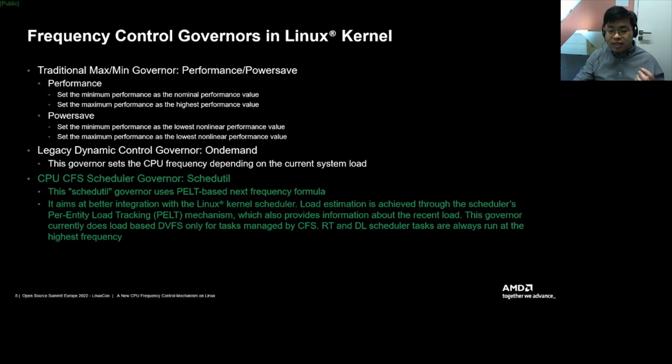This governor sets the CPU frequency depending on the current system workload. The schedutil governor expects better integration with the Linux kernel scheduler, and the load estimation is achieved through the scheduler's per-entity load tracking method, which also provides information about the recent workload.